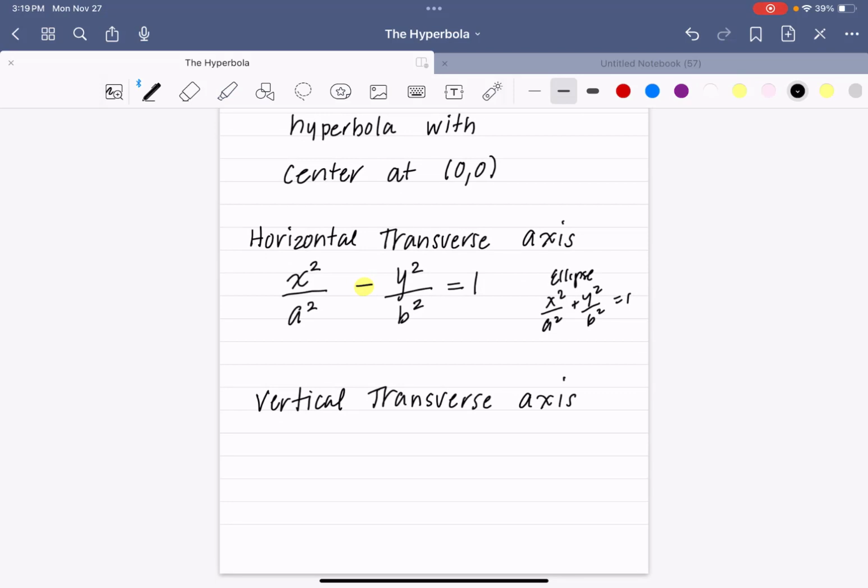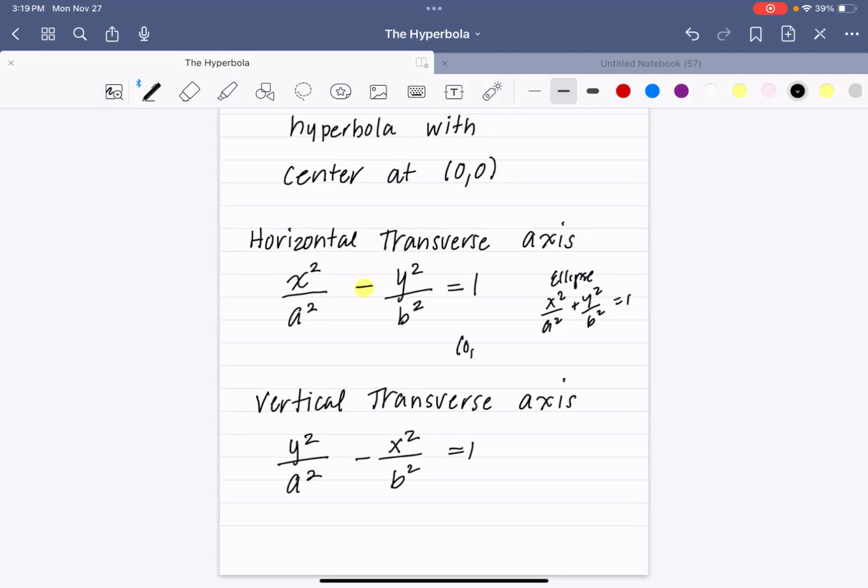If the transverse axis is vertical, it's going to be y squared over a squared minus x squared over b squared equals 1. Now both of these have centers at 0, 0. And the way I identified the transverse axis is like the x-axis, the x is positive. If the transverse axis is vertical like the y-axis, the y squared is positive.